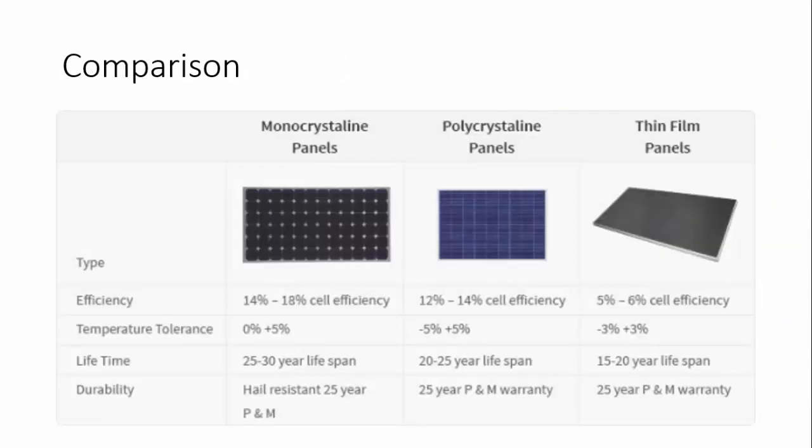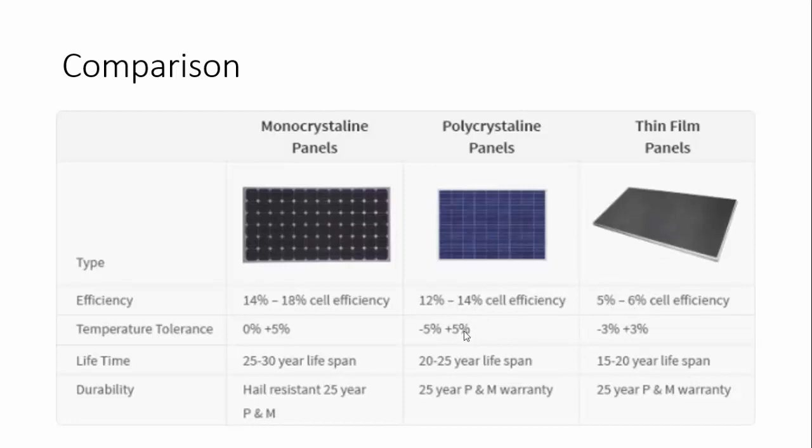Then here is a comparison between monocrystalline, polycrystalline and thin film panels. The monocrystalline panels have 14 to 18% efficiency. That is very good efficiency in solar cells. Polycrystalline panels have only 12 to 14% efficiency. And thin film panels have very low efficiency, that is 5 to 6%.